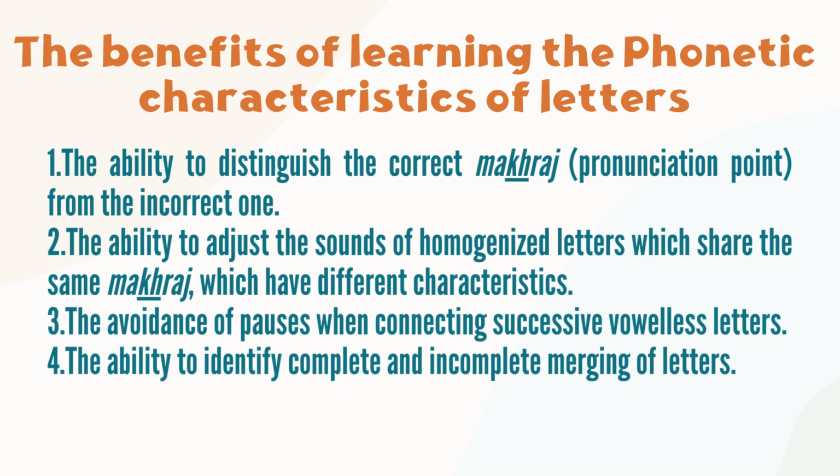In addition, the ability to adjust the sounds of homogenized letters which share the same makhraj and have different characteristics. As we know, for example, that jim, sheen, and non-lengthening ya share the same makhraj from the middle of the tongue. If they didn't have different characteristics, the sounds of jim and sheen would be the same. Like, for example, when we hear someone saying يخرج instead of يخرج.